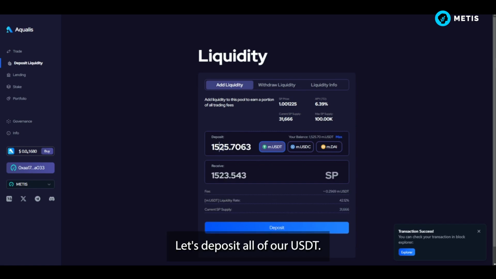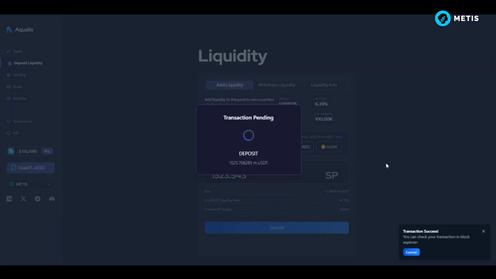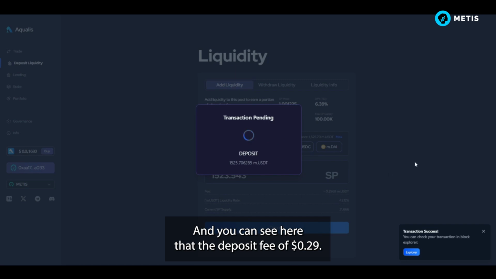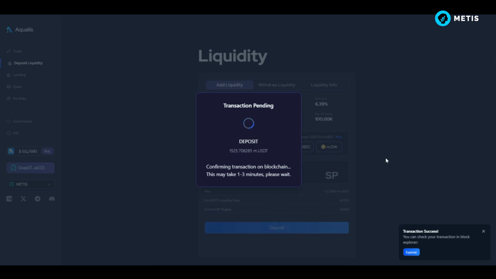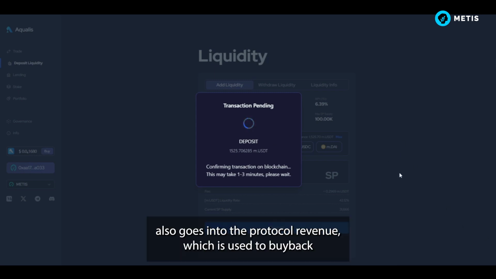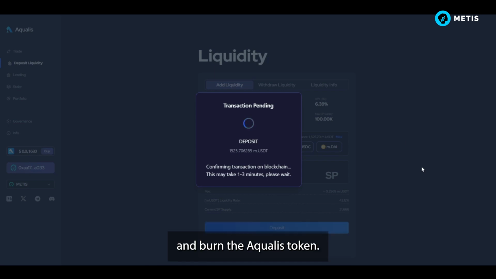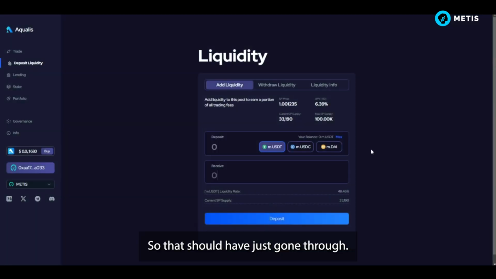Let's deposit all of our USDT. And you can see here there's a deposit fee of 29 cents. This fee is calculated as the same fee type as our trading, which means it gets redistributed to existing SP holders. And a portion of it also goes into the protocol revenue, which is used to buy back and burn the Aqualis token. All right, so that should have just gone through.